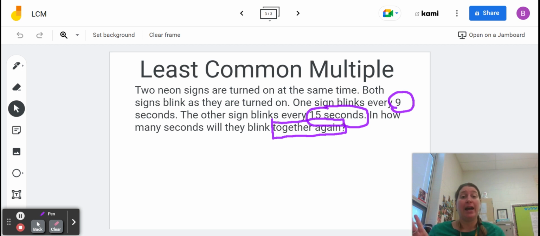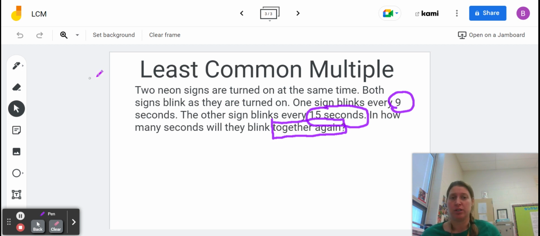So I have the number 2 up here, but I know that's just giving me information about the items that I have, and it's not a number in my math problem. The same thing down here where it says 1 sign. Yes, 1 is a number, but it's not giving me any information about my problem. So I know that I need to find the least common multiple of 9 and 15.